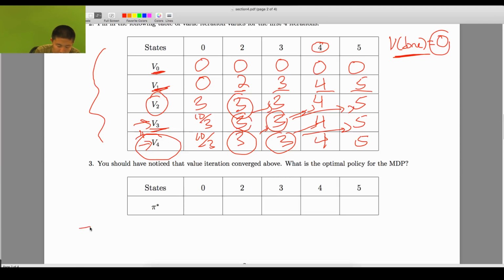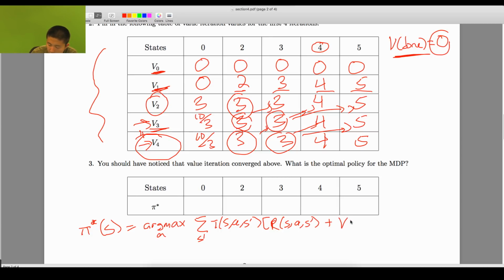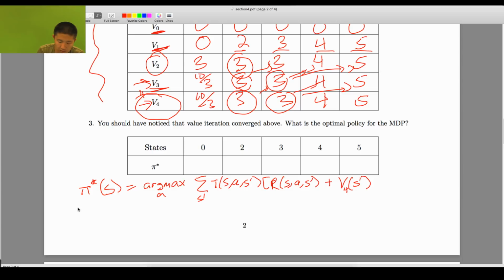So if you want to find the optimal policy, we have pi star of s is equal to the argmax over the actions of the sum over s prime of T of s prime, R of s prime plus V of s prime. In this case, we'd be using our v4 values to calculate this. So for pi of 0, it is equal to the argmax.